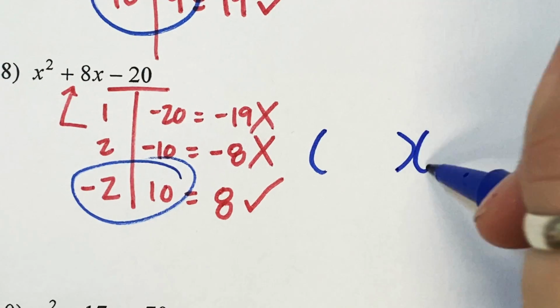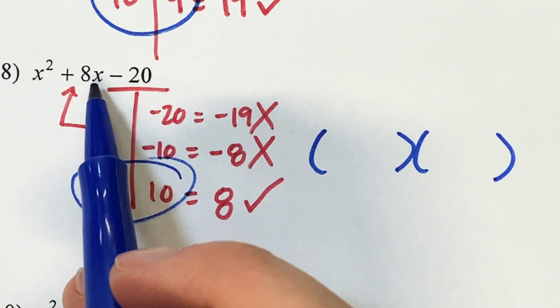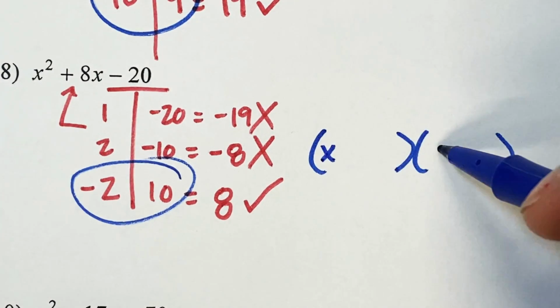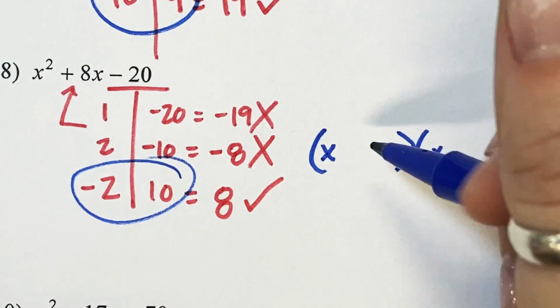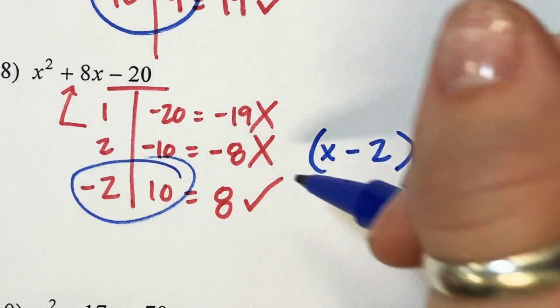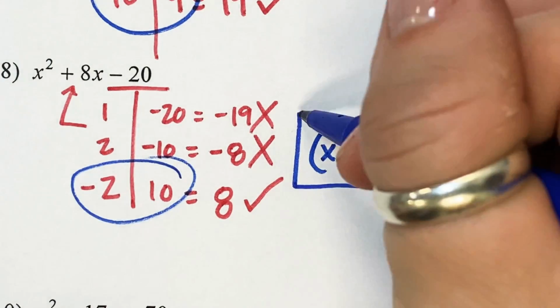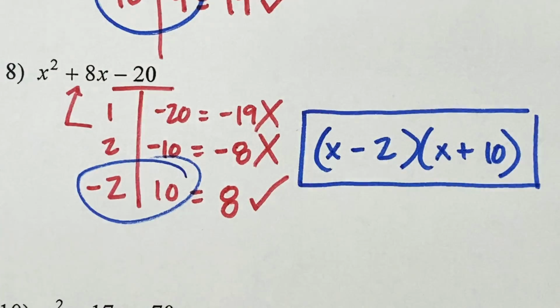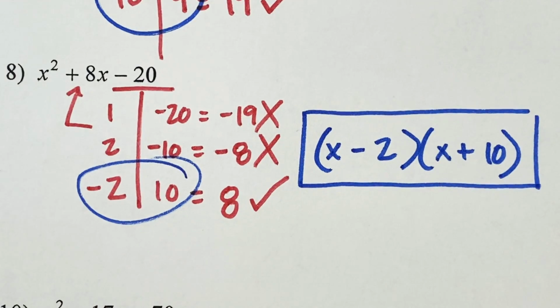Write your parentheses set. Put your variable in front. In this case, it's x. Okay, x minus 2 and x plus 10. Remember, we have to have those plus and minus signs. Okay, let's do two more.